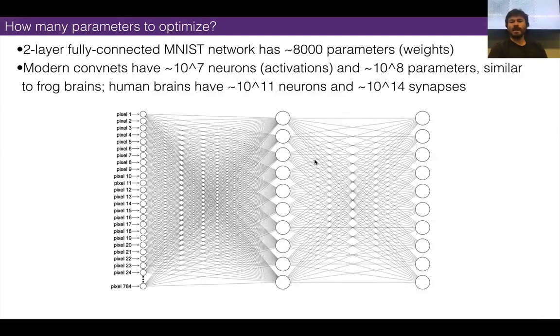So frog brains have roughly this number of neurons and connections between the neurons. Human brains have another three orders of magnitude on the neurons and synapses. So that's pretty crazy. Even our biggest neural networks right now don't have as many neurons as a normal human brain. But we're actually catching up.